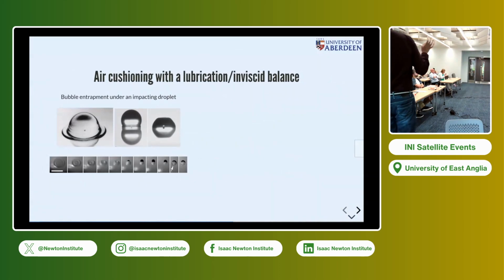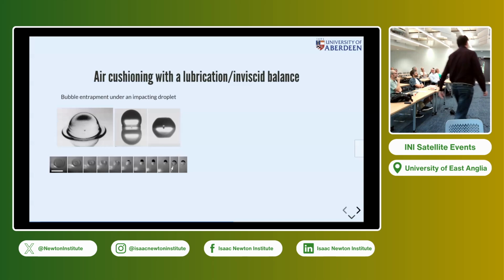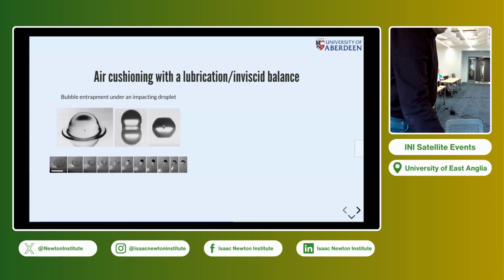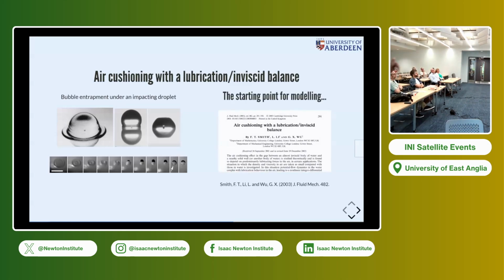So there are some experimental photographs, they're not mine, but I picked them, some fairly old ones now. What you see when a droplet hits a surface is an entrained bubble underneath the droplet, and there are various stages of the process here. You can see bubbles trapped in the middle, and then the various stages of the ring, the disc contracting to form a bubble under the centre of the droplet. The starting point of modelling this was work done by Frank 21 years ago now, a JFM paper, which is the basic formulation we're going to build on and talk about today.